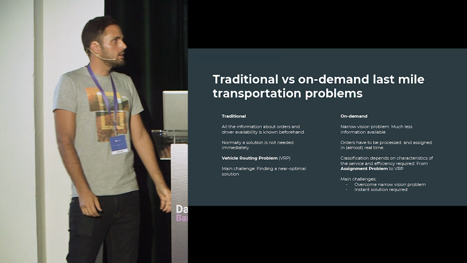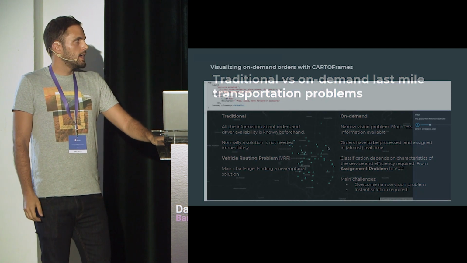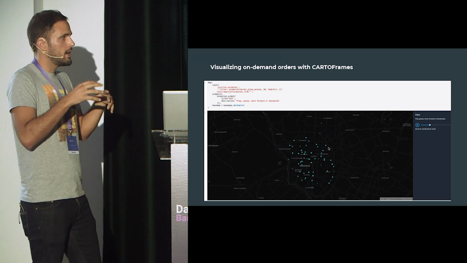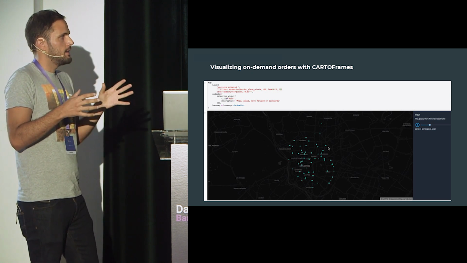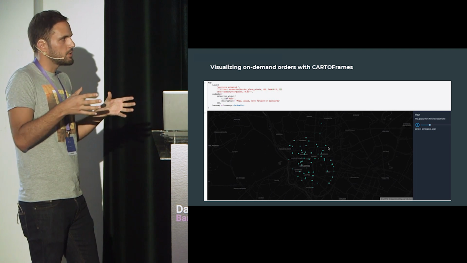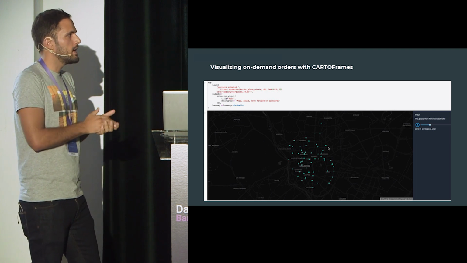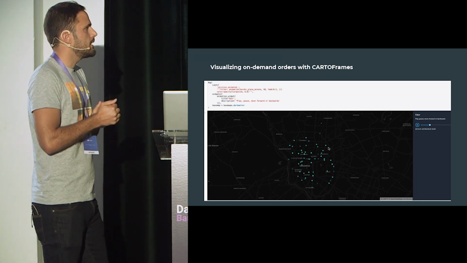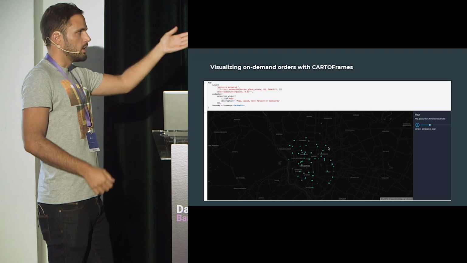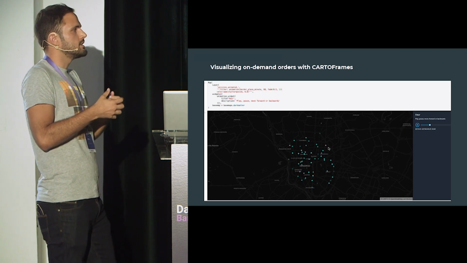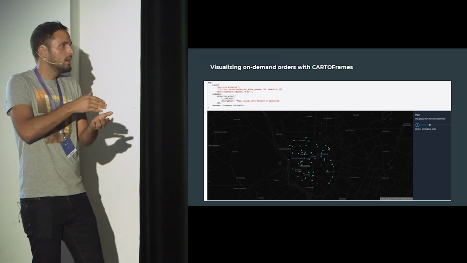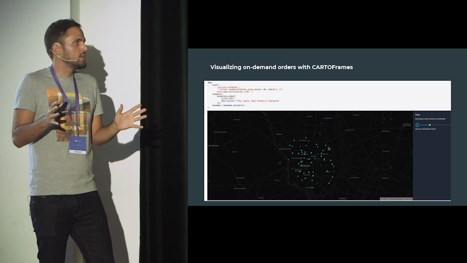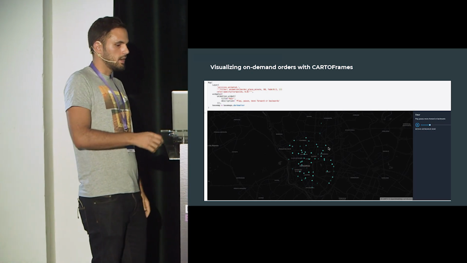So today we're going to be focusing on on-demand transportation problems. This map shows the service orders that I simulated from 7 to 12 p.m. on a Thursday, based on some data that I used. What I wanted to show you here is this narrow vision problem that we have. Once a service is no longer there, you cannot do anything to change it. So that's one of the problems that we have here.